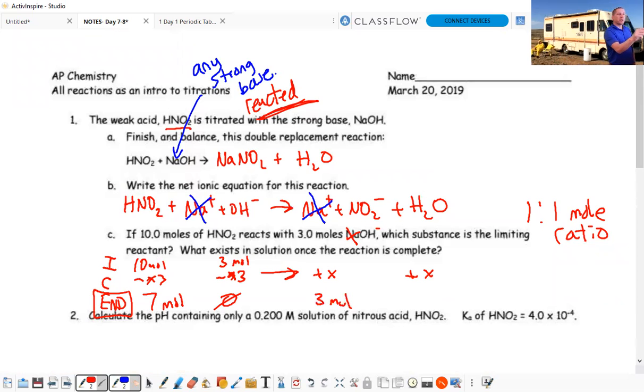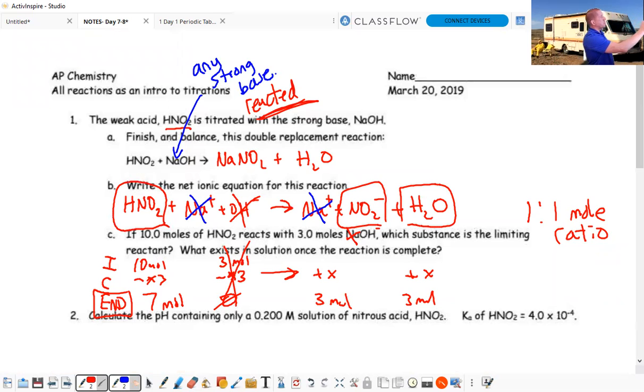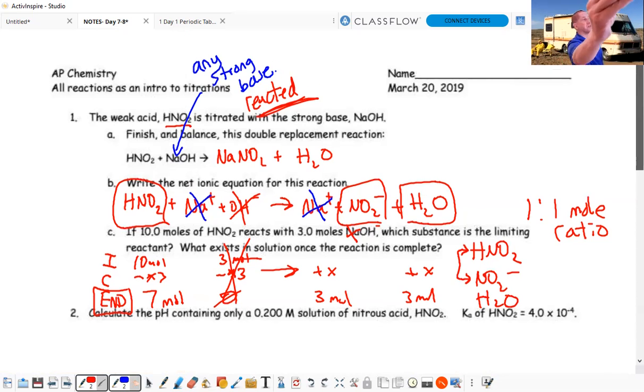And then we're making 3 moles of that and 3 moles of that. So we're making 3 moles of NO2 minus and H2O. There's none of this left over, and we have some HNO2 left over. So what exists in the solution? You have HNO2, you have NO2 minus, and you have water. Now notice what this right here is. We have the weak acid HNO2 and its conjugate base NO2 minus. So that's a buffer solution.